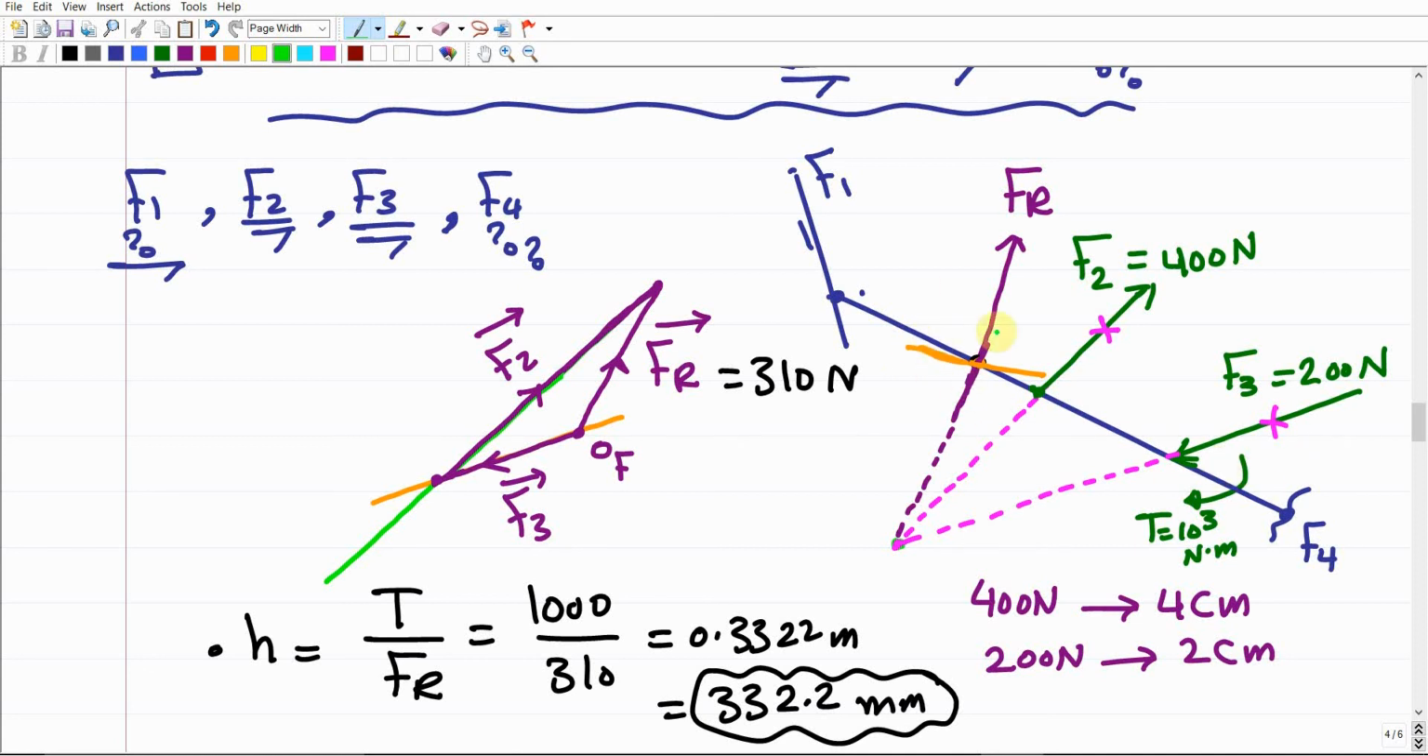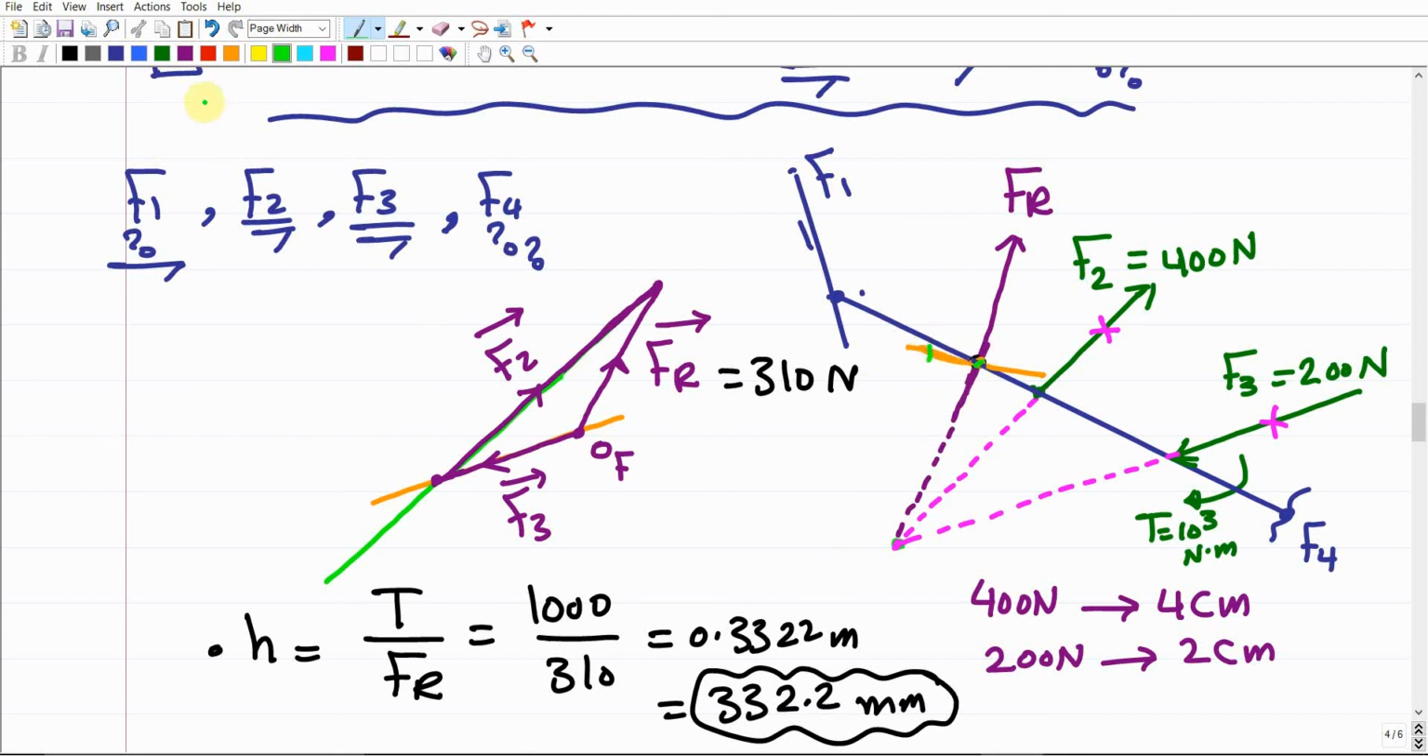So I do have two options, either to have FR on the left or on the right. The right is going to give me a moment that is opposite to this moment, so this one will be rejected. So I have to proceed and mark a point on the left. From this point, you're just going to measure h over this normal line.